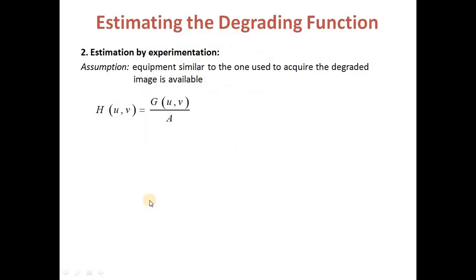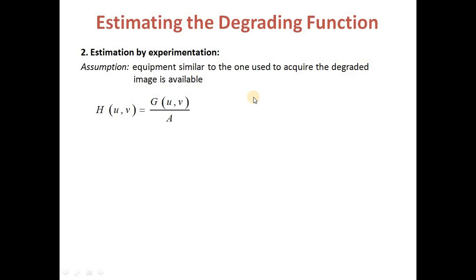Okay, let us now go to the next method of how we can estimate the degradation function, and the next method is estimation of the degradation function by experimentation. In this method, we already have a degraded image and we are assuming that whatever equipment or system got us the degraded image, the same equipment, the same system, is available with us while we are trying to restore the image from the degraded image. That is the assumption being made.